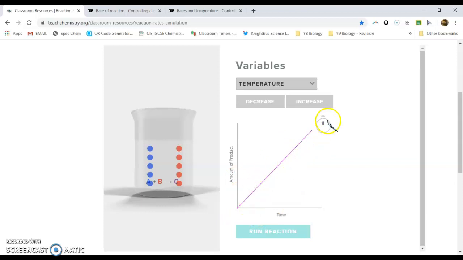Basically, you can look at these graphs and you can think, if these lines are very steep, then you're producing a large amount of product in a short amount of time.